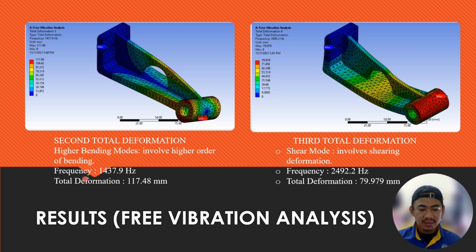We get a frequency of 1437.9 Hz and total deformation of 117.4 millimeter. For the third total deformation, it is a shear mode. It involves shearing deformation. We get a frequency of 2492.2 Hz and total deformation of 79.979 millimeter.